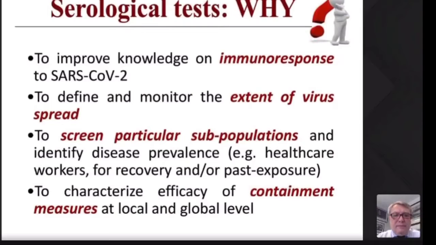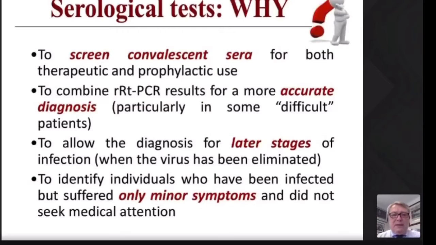So, why do we have to use a serological test? First of all, to improve our knowledge of the immune response to this new virus. Second, to better define and monitor the extent of virus spread in the population. Third, to screen particular subpopulations and identify disease prevalence, for example in healthcare workers, for recovery and a better understanding of past exposure. To characterize the efficacy of containment measures at the local and global level, the so-called lockdown. But also to screen convalescent sera for both therapeutic and prophylactic use, a very important issue.